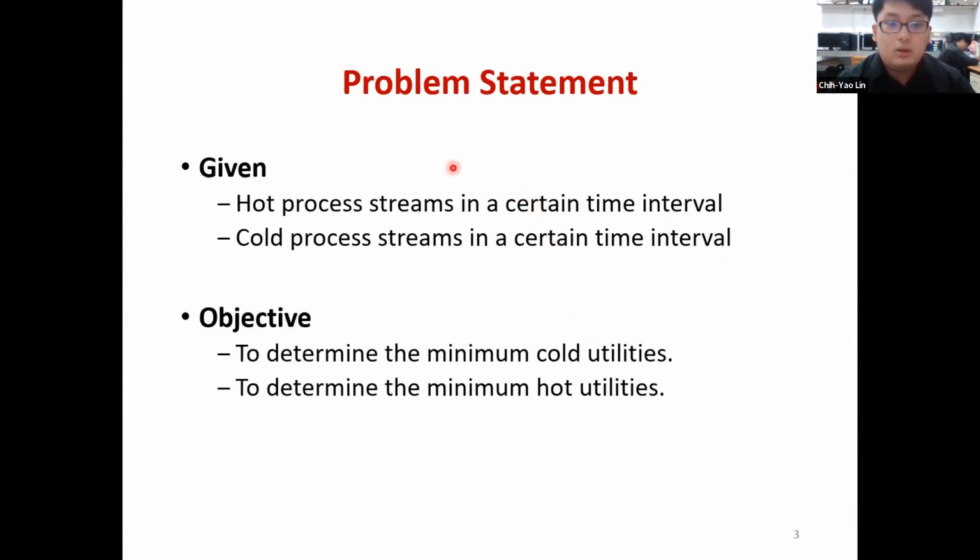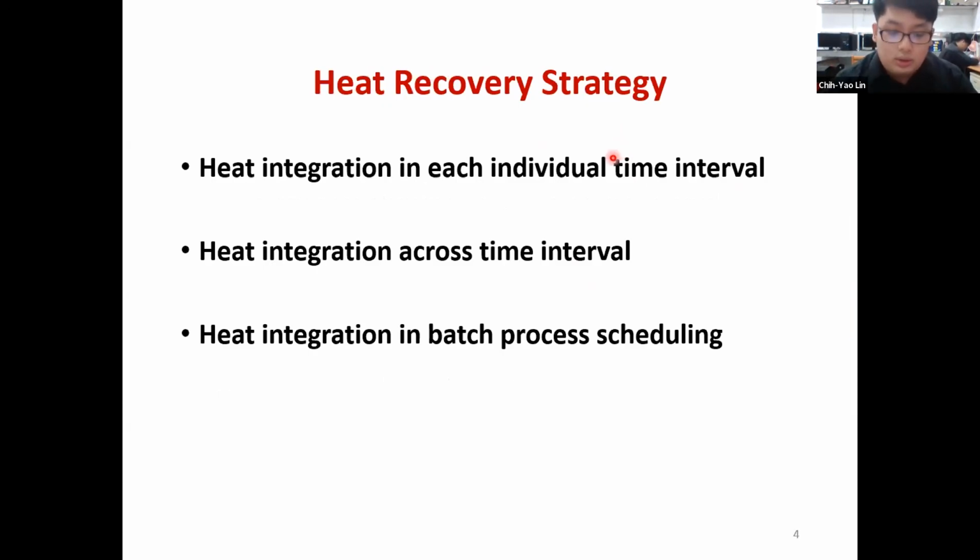For this design, given hot and cold process streams in certain time intervals, determine the objective: minimum cold and hot utilities. For heat integration of batch processes, we have 3 strategies. First, heat integration in each individual time interval. Second, heat integration across time intervals. Finally, heat integration in batch process scheduling.